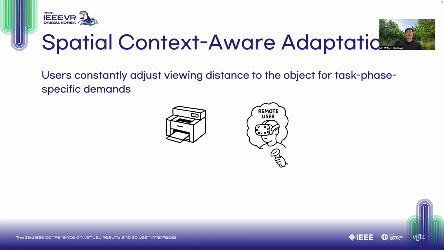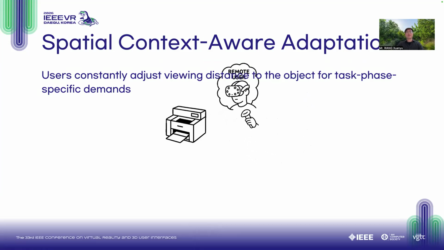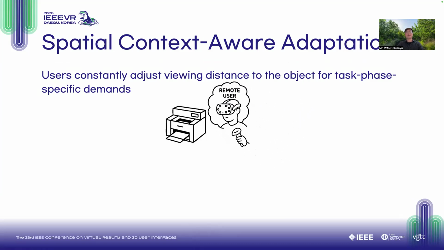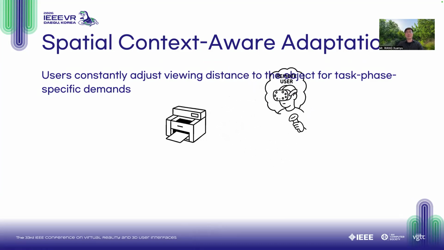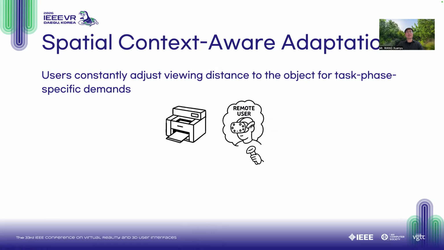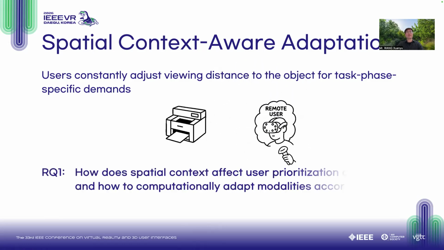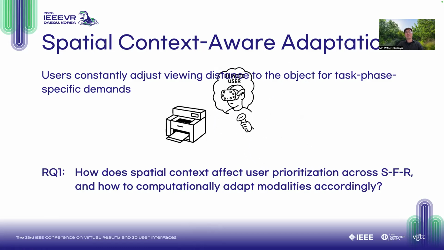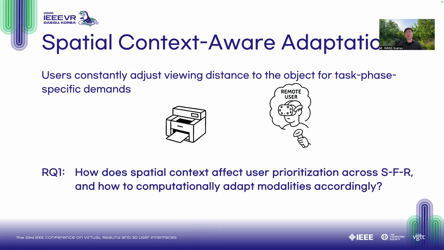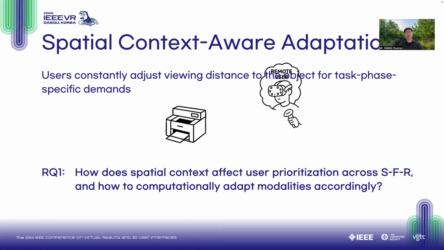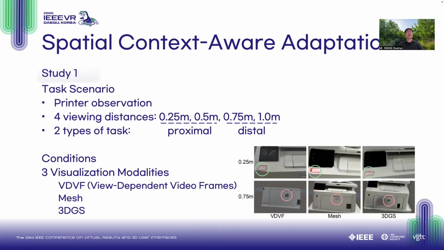Observing that users constantly adjust viewing distance to interact with the object for task phase-specific demands, such as detail checking and overview inspection, we couple viewing distance and task type as the spatial context. This leads to our first question. How does spatial context affect user prioritization across the SFR visualization dimensions, and how to computationally adapt modalities accordingly? We conduct study one to answer this question.